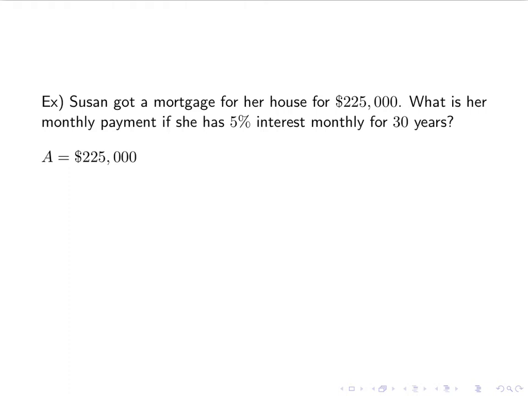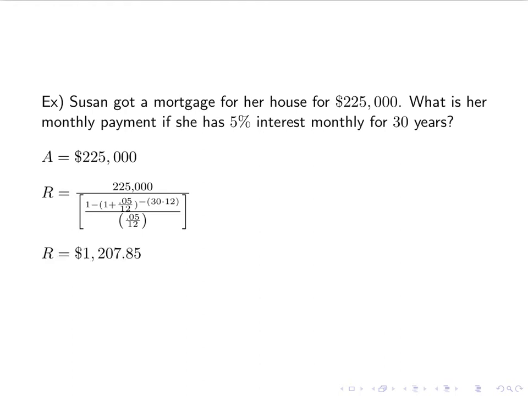We know A. And then again, it doesn't specify if it's at the beginning or the end of the month, so we assume ordinary annuity. So of that 2 by 2, it is the bottom left. And if I plug in the numbers, it should look like this. Again, be really, really careful plugging it into your calculator. And you should be getting $1,207.85.